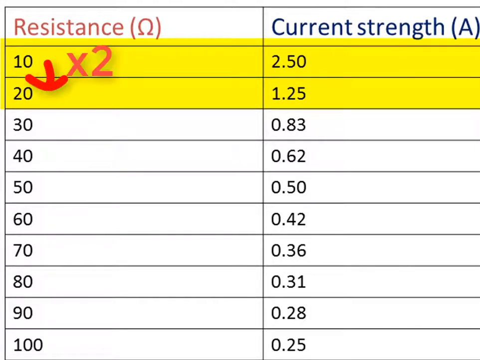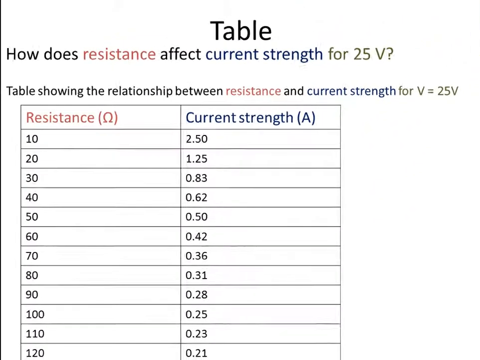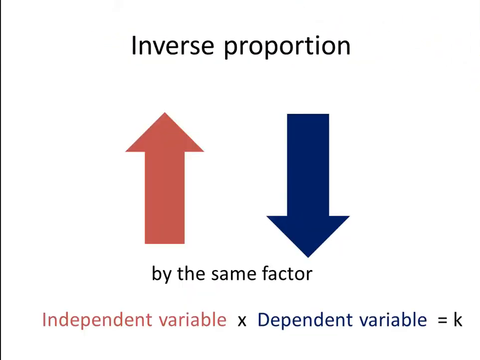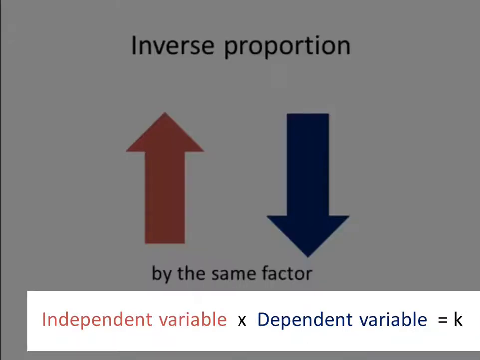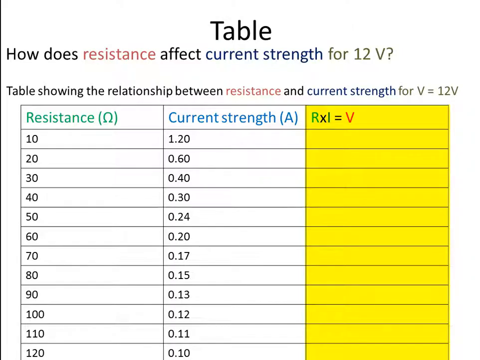10 times 2 equals 20. 2.5 divided by 2 equals 1.25. And we could look at other examples as well. But a nice quick way to determine whether two variables are inversely proportional is to check whether the product of the two gives a constant. So let's add another column to each of our two tables, where we multiply the resistance by the current strength for each entry. Pause the movie while you do this.